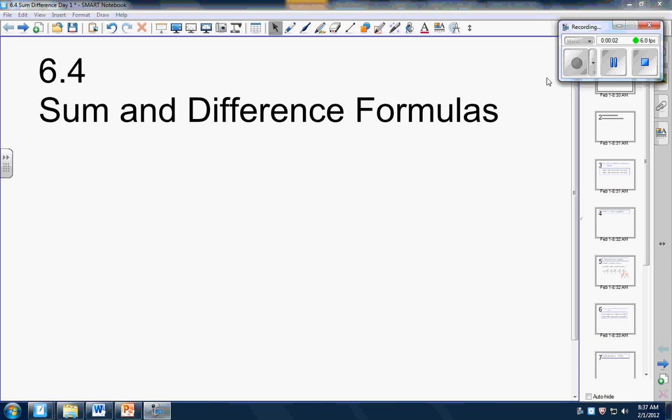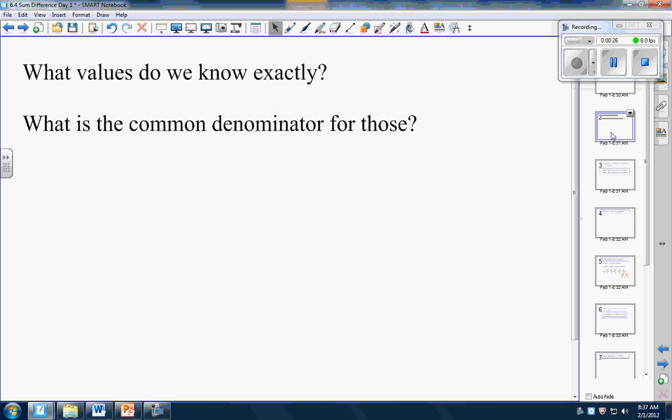Okay, what we're going to look at tonight is 6.4 here, sum and difference formulas. We're going to break this up into two different lessons. So today's goal is just what are our formulas, how do we use them for some basic things, and then we'll start moving stuff around the unit circle and doing some more complex things tomorrow night. Okay? Now, here's where we want to start.